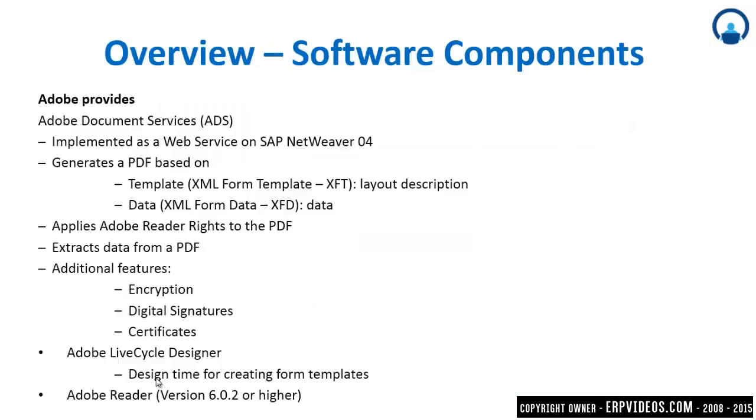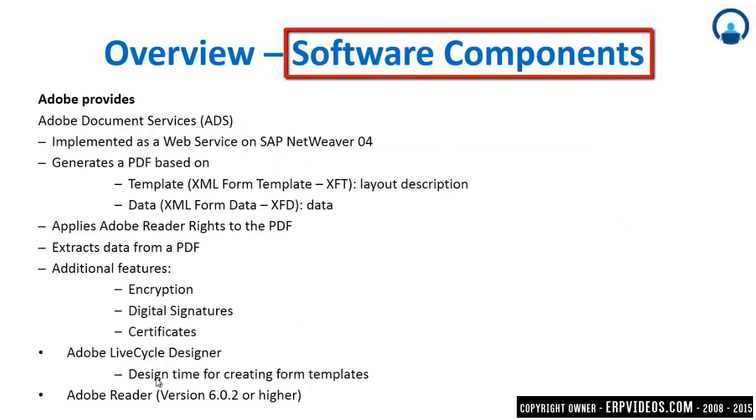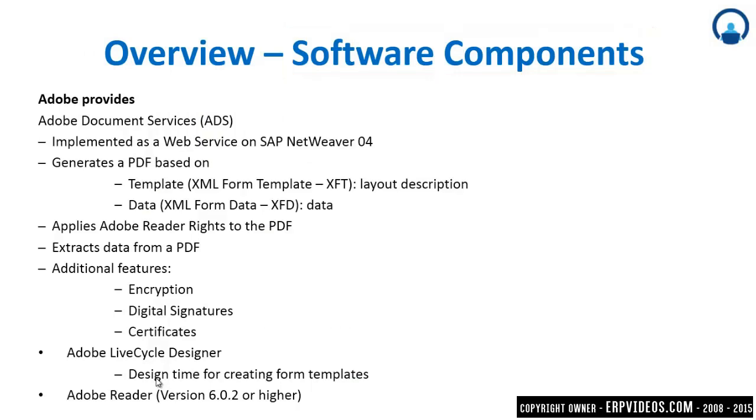Now next we'll see what are the different software components required for Adobe along with the SAP Workbench. So here first we'll see what are the software components that Adobe provides. So here under the Adobe, first we'll have the ADS, that is the Adobe Document Services. So here it has the components like it has been implemented as a web service on SAP NetWeaver 04. Then it generates a PDF based document based on template, then based on data.